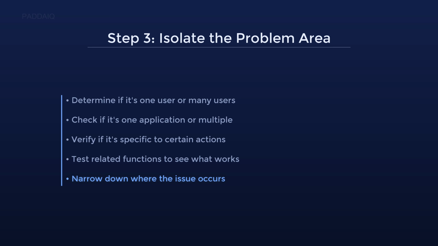Narrow down where the issue occurs. This means identifying the specific component, like an app or service, that is failing. For instance, if data isn't syncing, check if the issue is in the mobile app, the integration flow, or the backend system first. Focusing your investigation saves significant time and effort.